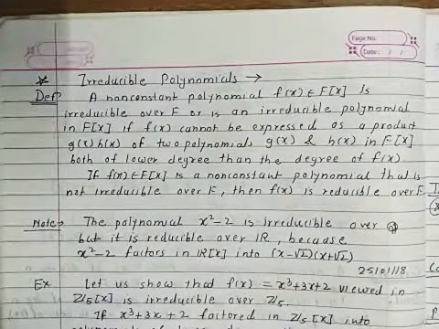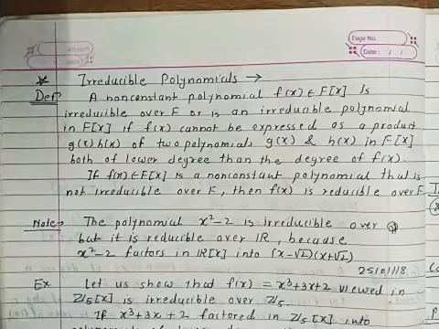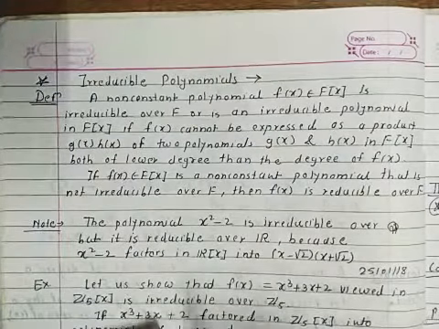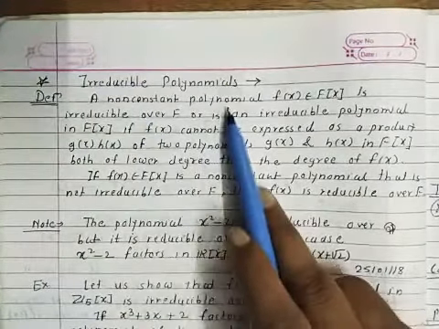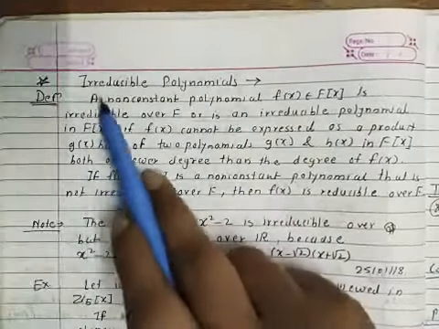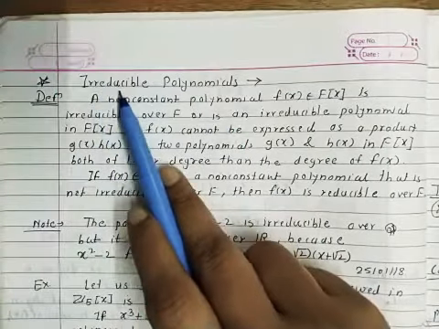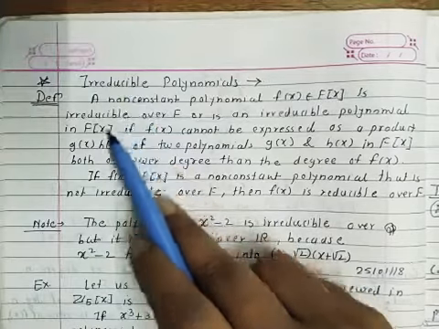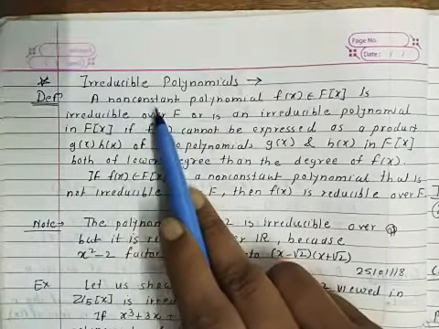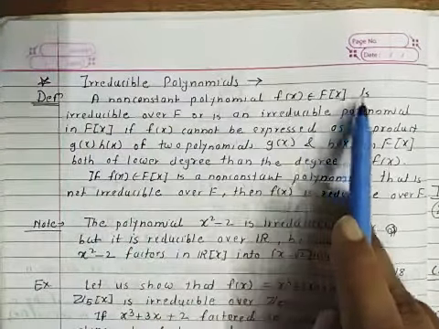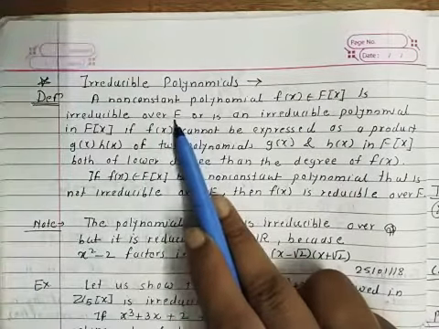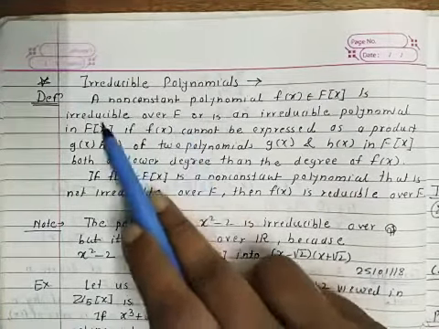Next is the definition of irreducible polynomials. Now what is an irreducible polynomial? A non-constant polynomial. By the name you can guess, irreducible means which cannot be reduced. So the definition is: a non-constant polynomial f(x) belonging to F[x] is irreducible over F. It is important: irreducible over what?